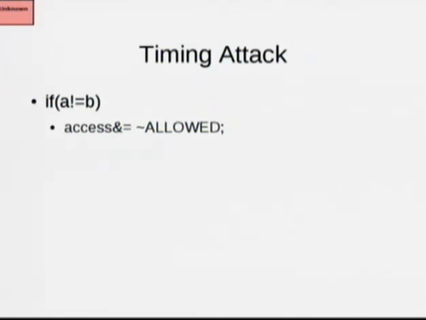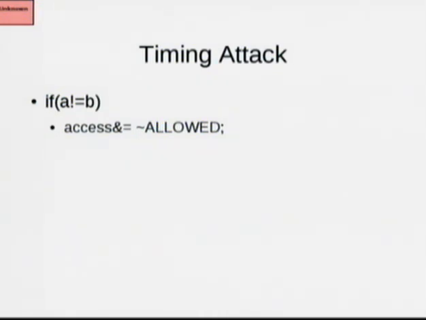In the case of the timing attack that I keep coming back to, if you have code like this, like if A does not equal B, then clear the allowed bit of the access variable. This format here where you do like and equals and the tilde to invert is very common in embedded C programming.